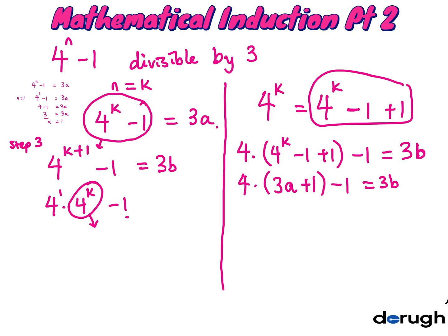Now we can expand the bracket. And what we have is 12a plus 4 minus 1 equals 3b. So we have 12a plus 3 equals 3b.